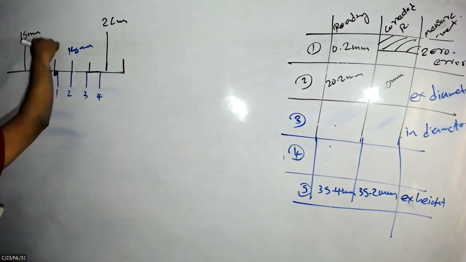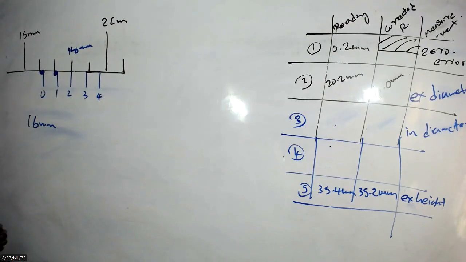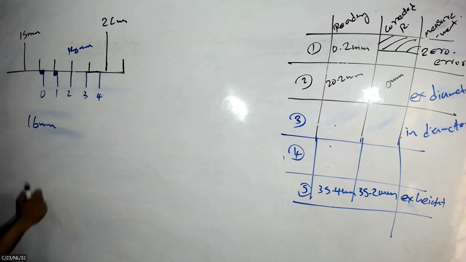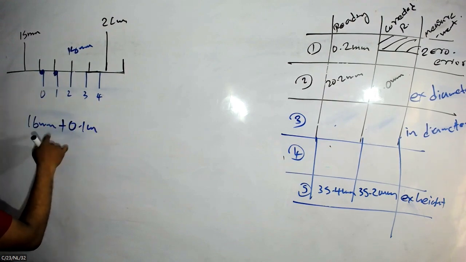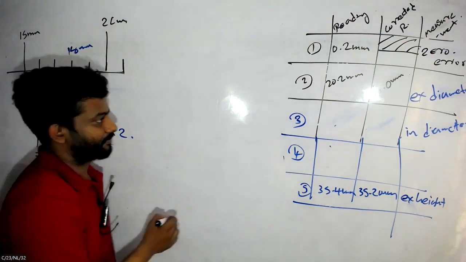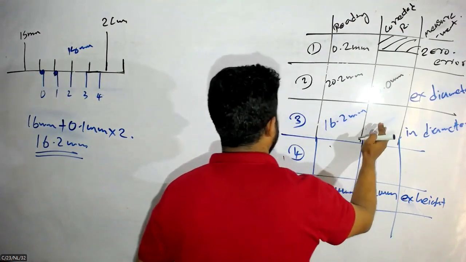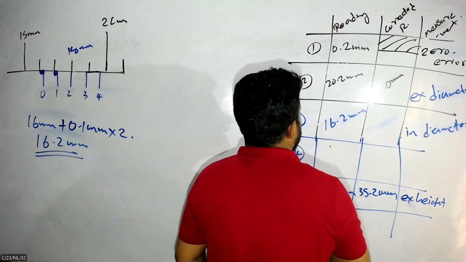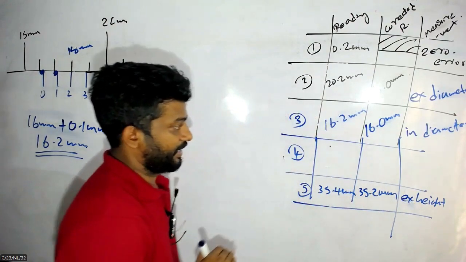Okay, this one is the 15th millimeter division, no? This one is 16 millimeter. The main scale reading is 16 millimeter. And you can observe that the second vernier division coincides with the 18th millimeter division. That is, this one is the first gap, this one is the second gap, 0.1 millimeter into 2. Then 16.2 millimeter is the reading. Then you can obtain the corrected value. To obtain the corrected value, you have to deduct 0.2 millimeter from your answer. 16.0 millimeter is the corrected value, the internal diameter.